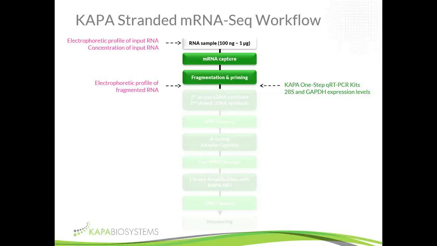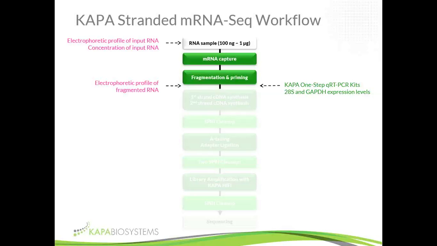The first module is used to evaluate mRNA capture and fragmentation. The first QC metric we have incorporated in this block involves determining both the concentration of the input RNA by a Qubit assay and also examining the electrophoretic profile of the input RNA to assess the quality. Generally, for a poly-A capture, we like to see RNA integrity scores of 7 or greater as assessed by the Bioanalyzer chips.